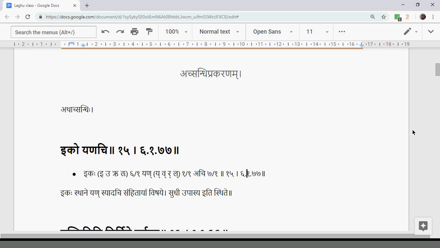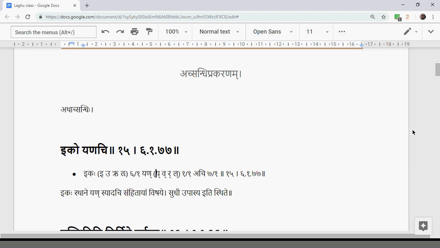Achi, the seventh case indicates what follows, that will come in the next sutra. Achi parataha, when ach follows ikah, ikah is shashthi ekavachana, which is the pratyahara ik. Shashthi of ik, which is a pratyahara that includes i, u, ṛ and ḷ. I, u, ṛ, ḷ, ik. The ukara is from this, and ṛ and ḷ are from the next sutra, ṛlṛk. So these are four letters.